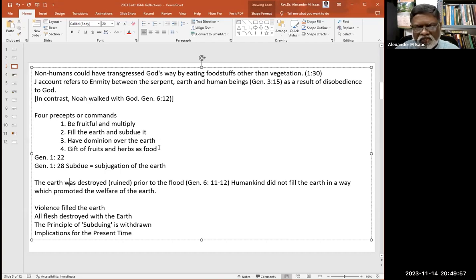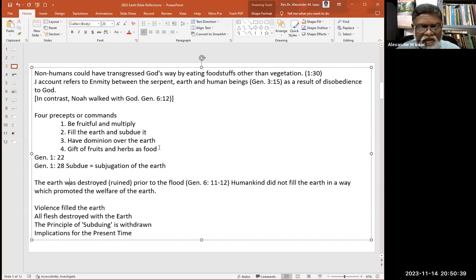And also later in Genesis chapter 11, we see human beings rebelling against God, and they were again scattered over all the earth. And all flesh is destroyed with the earth, with the floods happening. Therefore, violence filled the earth, and all flesh destroyed the earth, and they are in turn destroyed by the flood.